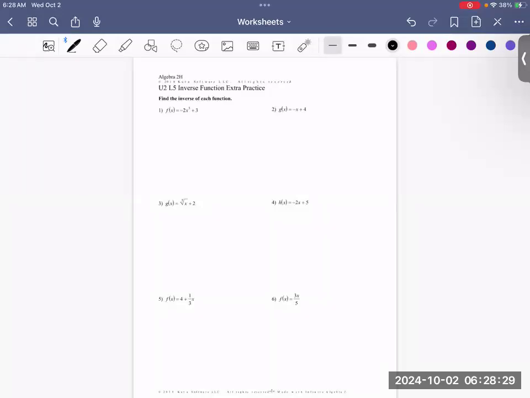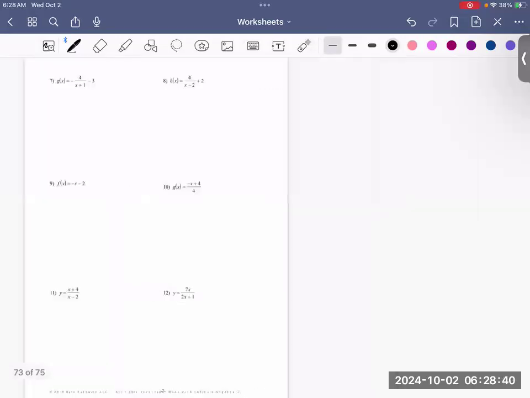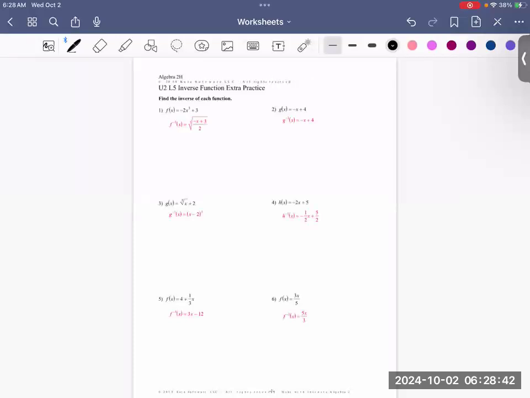Today we're going to be working with inverse functions. I'm going to be doing the left-hand side, so all of the odds. And if you can, try the evens to get some practice. And I'll show the answer key here in a moment. Okay, now let's get started.